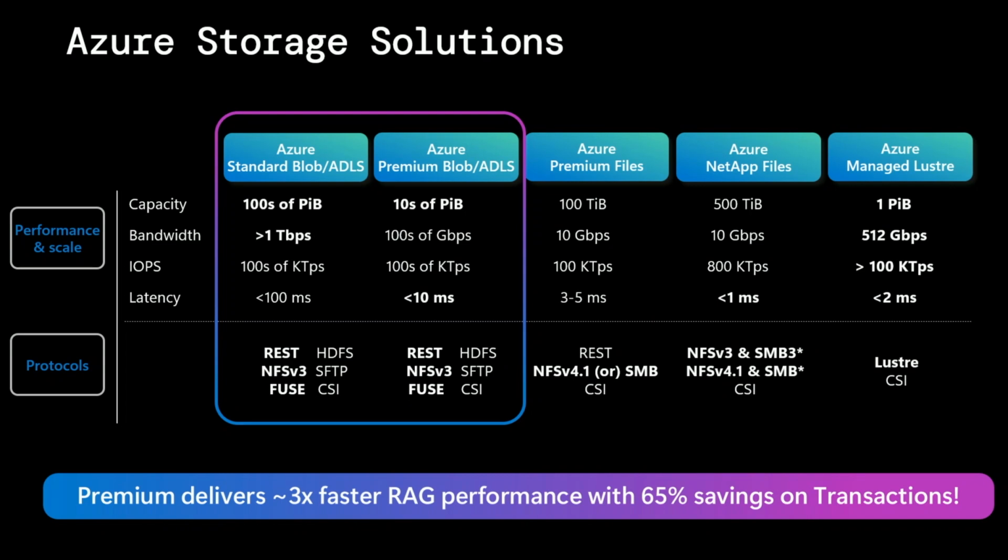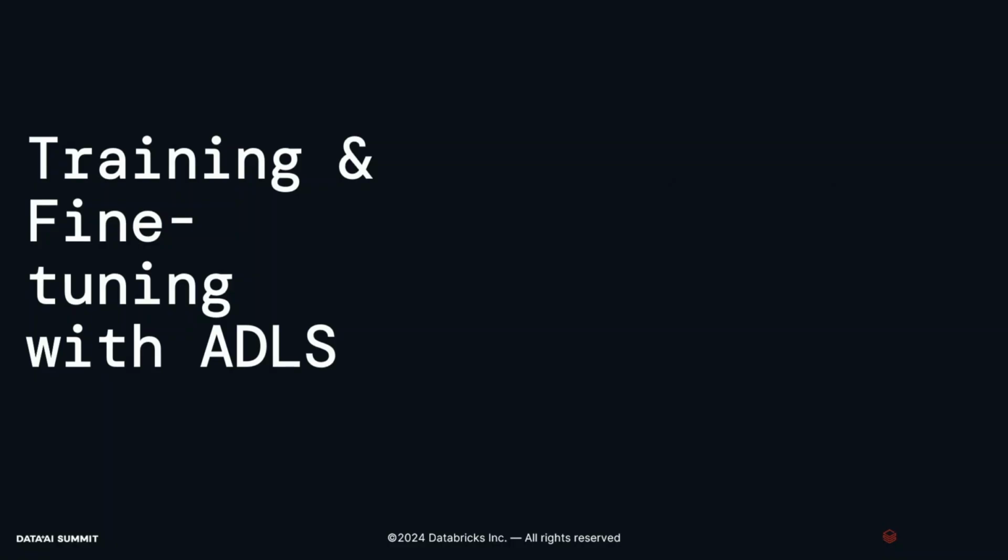Premium blob is essentially the ideal platform for low latency, and consistent low latency is sometimes what you need when you're working with an extremely large corpus of documents, whether it's structured or unstructured data. You really need that kind of low latency to be able to extract and prepare information inline as your query is coming in. Very, very relevant for RAG. What we've seen is premium delivers 3x faster performance than standard blob for RAG applications, and also saves 65% on transaction costs. So we'll see some of that in today's demos.